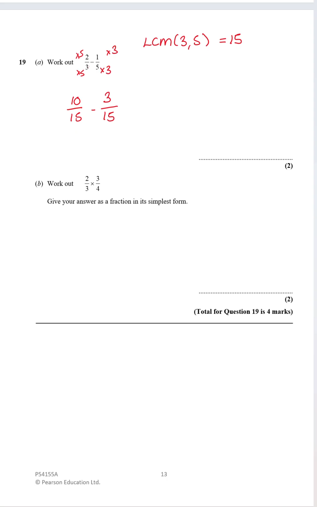Then it's nice and easy. I get mark 1 for getting the same denominator. 10 subtract 3 is 7 over 15. Multiplying fractions is the easy one. In this question, however, I've been asked to give an answer as a fraction in its simplest form. So I need to watch out for that with my answer in a moment. 2 times 3 is 6. 3 times 4 is 12. To simplify this fraction, I need my highest common factor of 6 and 12, which is to divide both by 6. You could divide by 2, and again divide by 2, but it's a little bit longer, and you're going to get 1 over 2.